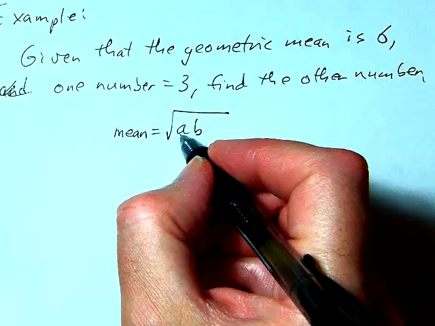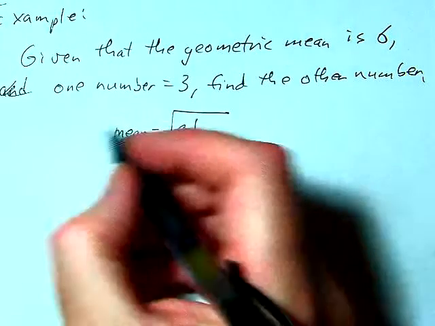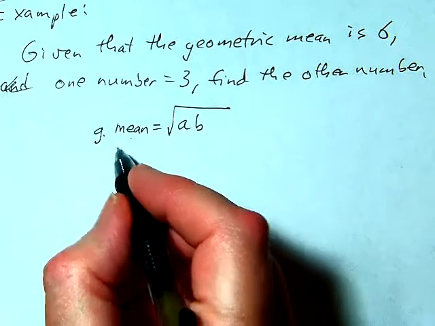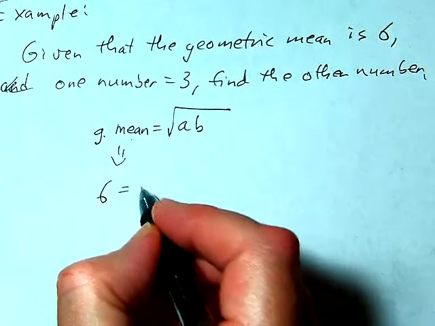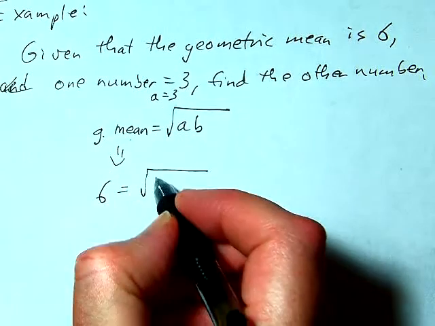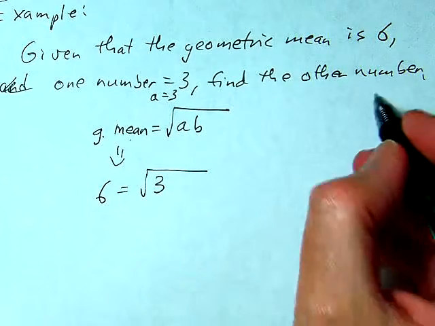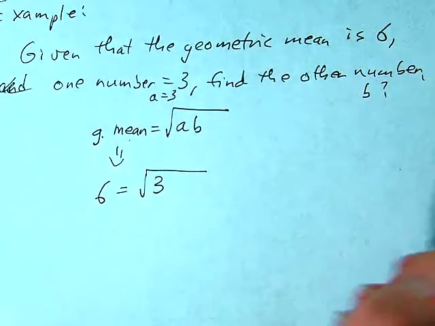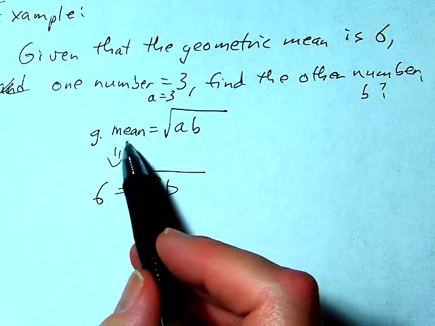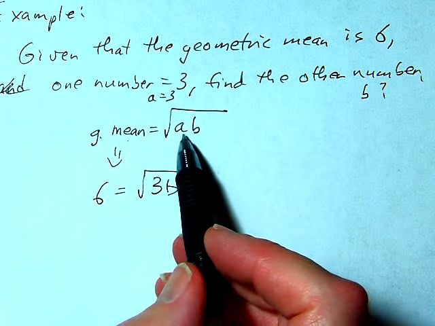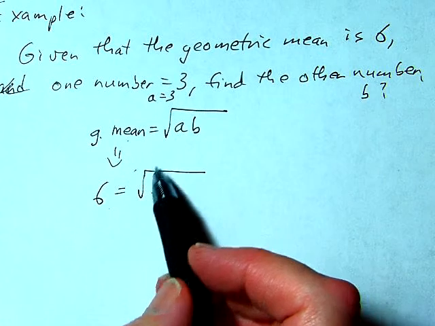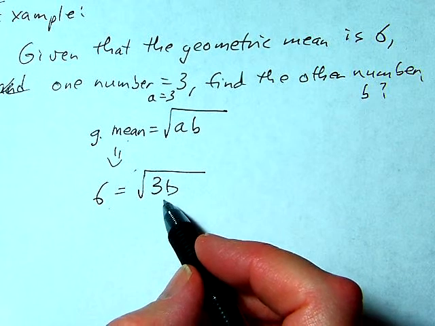We know one of the numbers is 3. We know the mean, the geometric mean, and we could put a little g there to remind us it's the geometric mean, is 6. So for the geometric mean, we substitute in 6. We have the square root of, and let's let this a equal 3. And b is the other number that we don't know, so we will leave b as a variable. So we'll take the formula that the mean is equal to the square root of the product of the two numbers, substitute in the mean that we know, substitute in the number that we know, and now we need to solve for the b that we don't know.